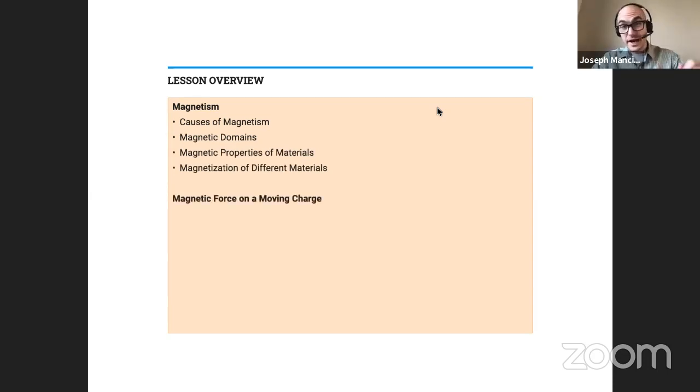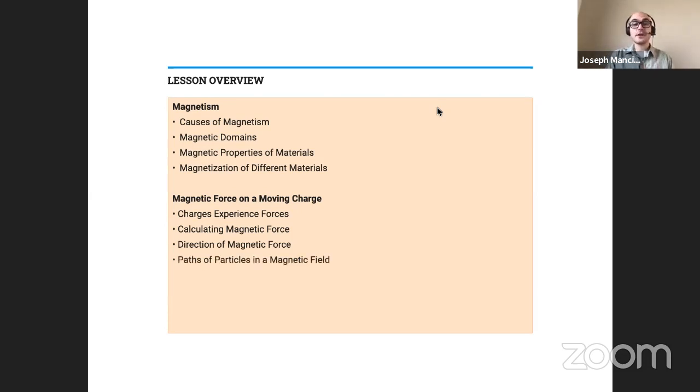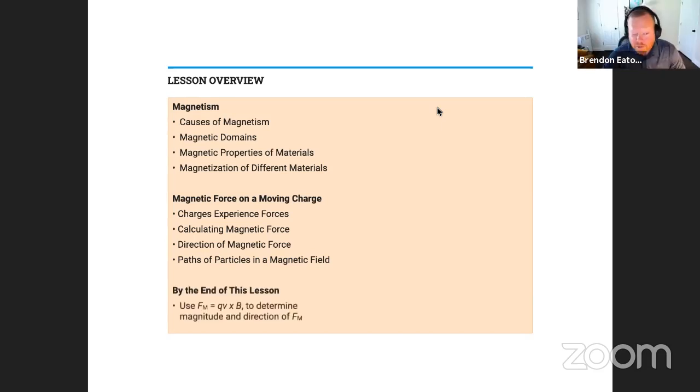And then we'll talk about the magnetic forces experienced by a moving charge as it moves through a magnetic field, specifically why charges experience forces at all. We'll calculate the magnetic force and talk about how that equation is built, talk about the direction of the magnetic force, throw up our right hands and use that, and then we'll talk about the paths that particles follow in a magnetic field. And by the end of the lesson today, we want you to be able to use F magnetic equals QV cross B to determine the magnitude and direction of F magnetic.